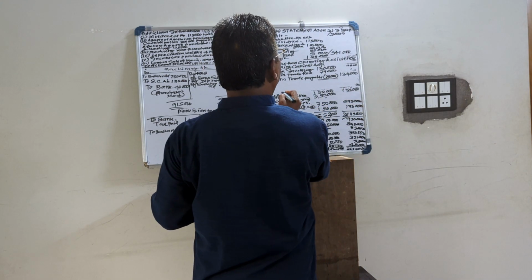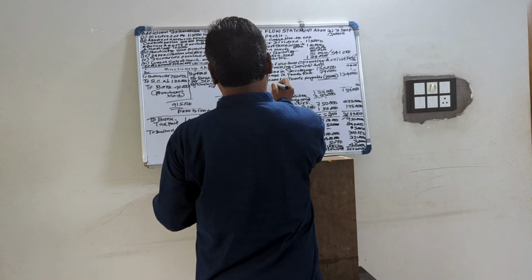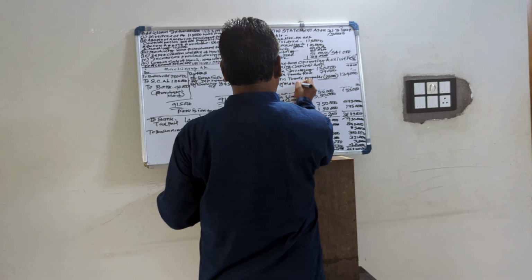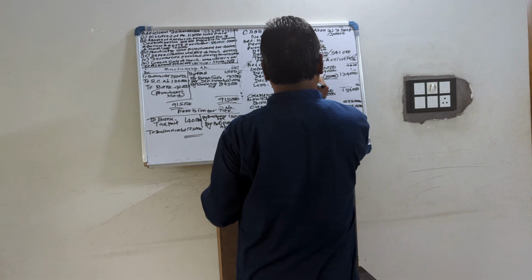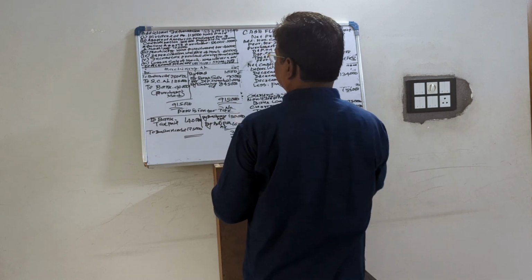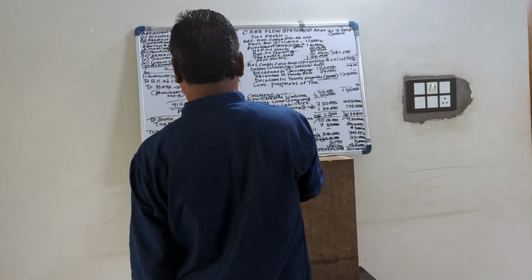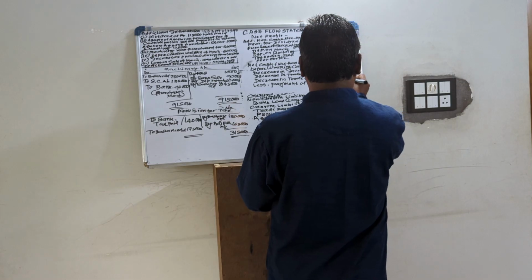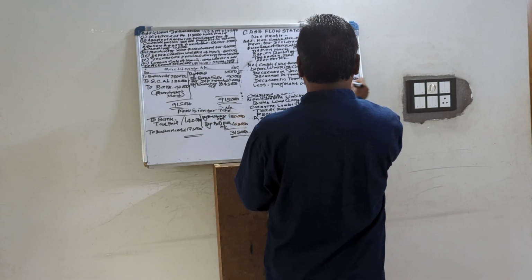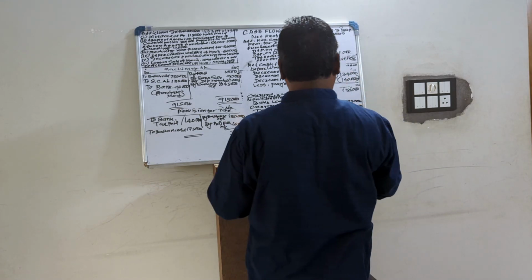Less: payment of tax. Under operating activity, payment of tax. After adjusting net profit, we have to pay tax. Payment of tax is 1,40,000. One lakh tax account we have done, that is 1,40,000. So it belongs to operating activity.